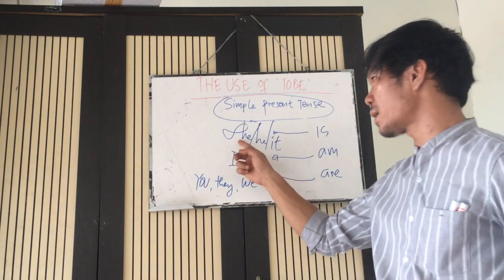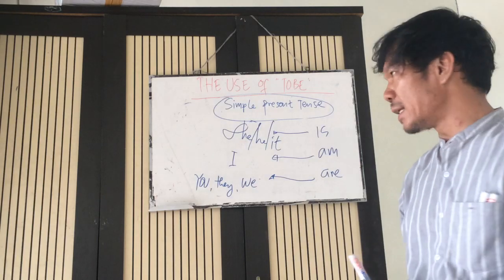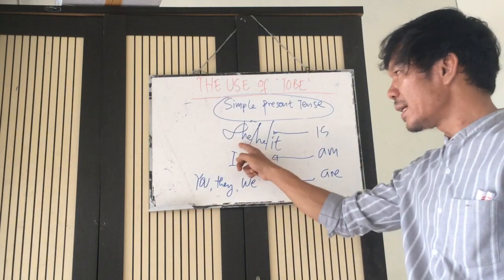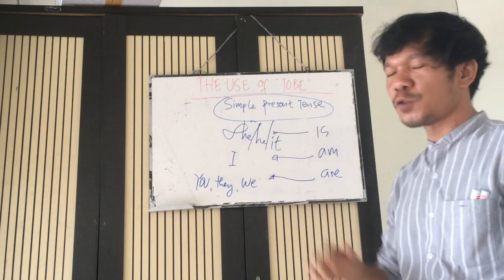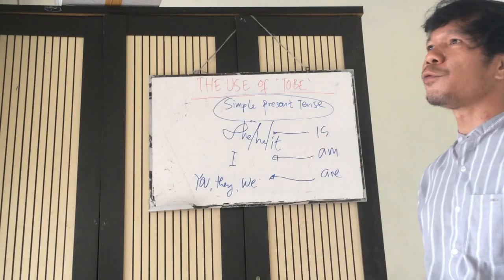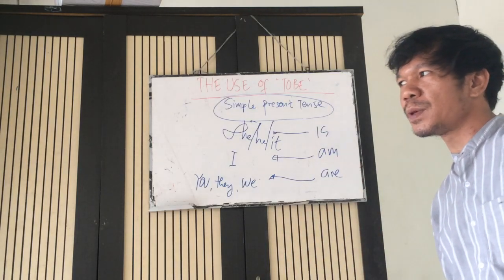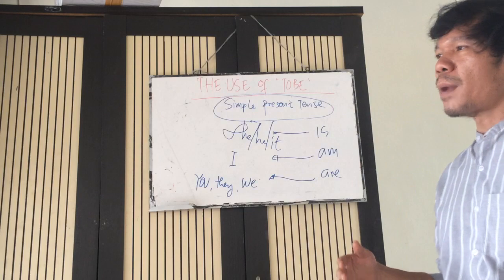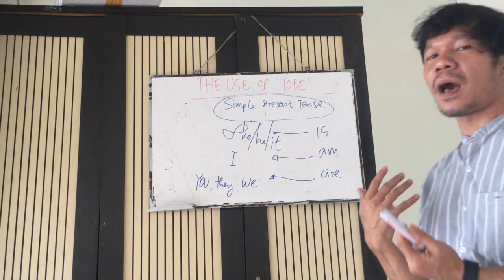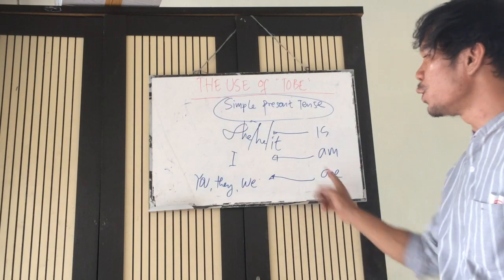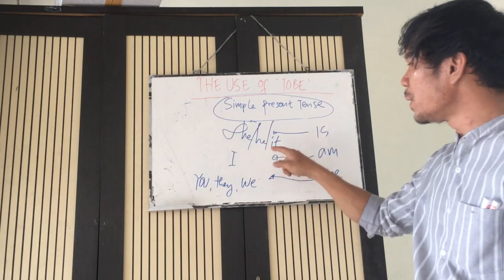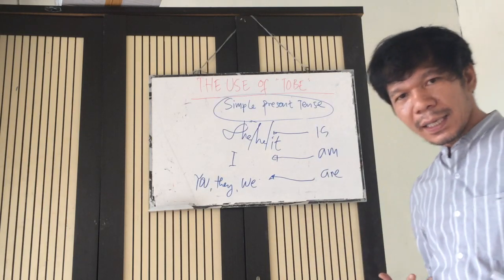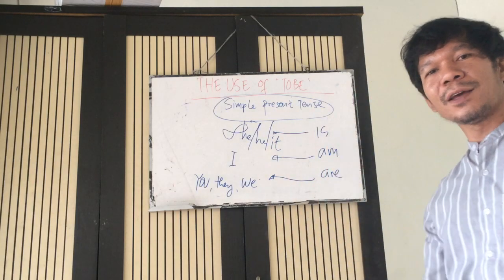If you change the subject to the name of a person, for example Maria, it is she. It is in the group of she. Okay? And if we change the subject to Budi, Edgar, Mario, my father, my uncle, my little brother, we use he.